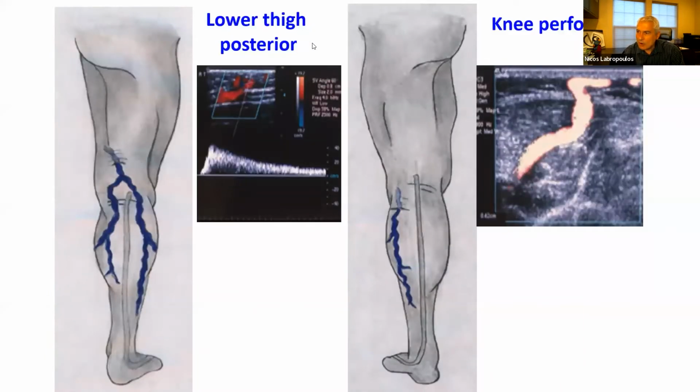There are some other veins in the lower posterior thigh, like you see in this area here. Right? These are typical perforators, and this is a knee perforator here.